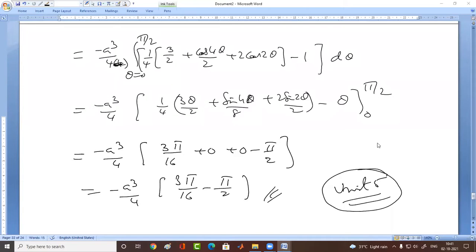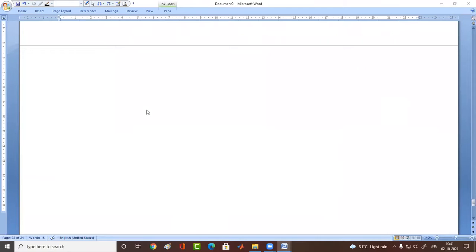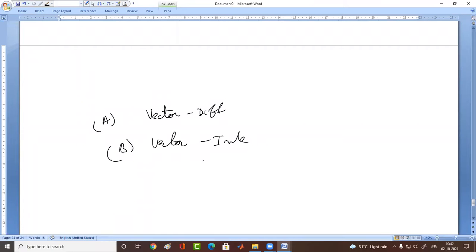In unit number 5, again we have two parts. One is vector differentiation, the other one is vector integration. Vector differentiation and vector integration. Vector differentiation is very easy. So you will get A question from vector differentiation, B question from vector integration. So that's why it is most important and also very easy.